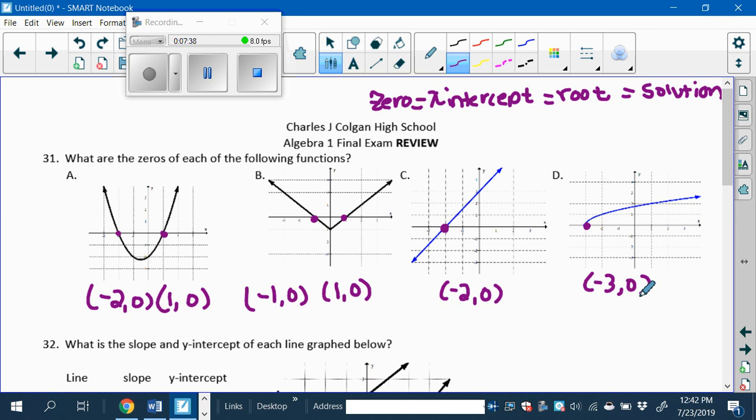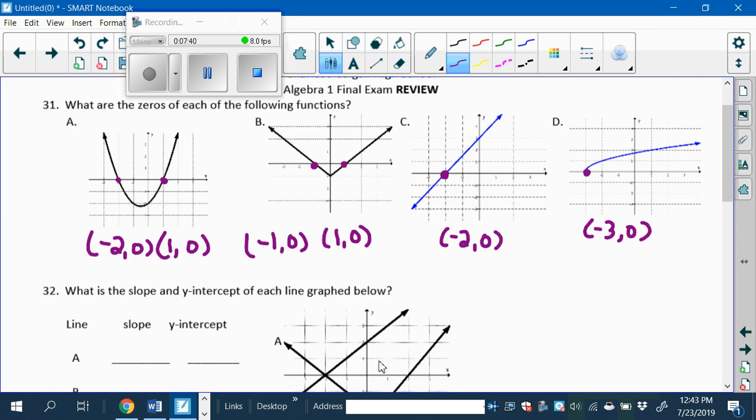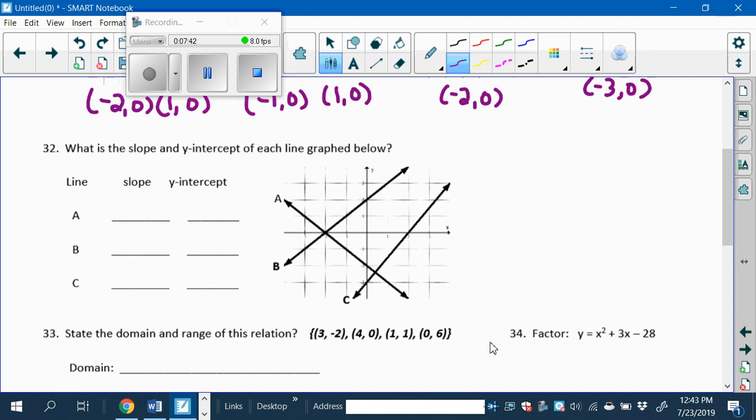All right, very important. So what's the slope and y-intercept of each one of these lines? First things first, we want to calculate the slope. This slope right here is -1/1, so that's just -1. And then the y-intercept is right here, which is -2. So if I wanted to write the equation of this line, it would be y is equal to -1 times x minus 2.